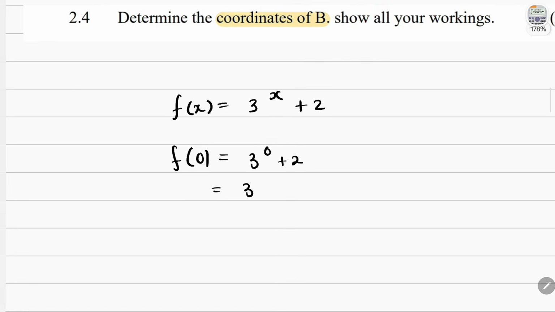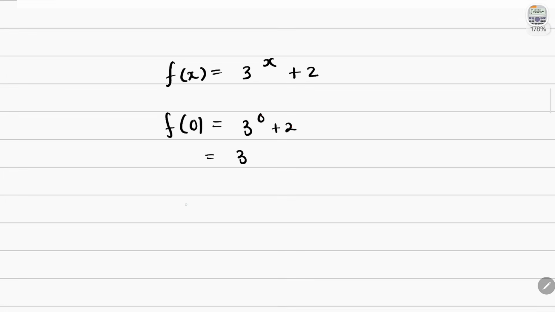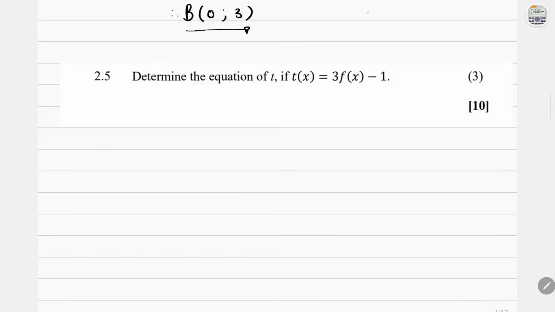So we just got the y-intercept, but you need to write it as a coordinate. So as a coordinate, remember that the x value is 0, the y value is 3, and that is b. So that is the coordinate of b. Moving on to the next question.